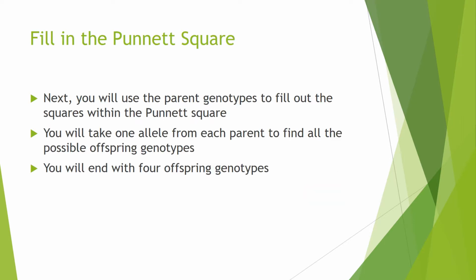Alright, we're getting really close to done here, guys. Our next step is to actually fill out the Punnett square. The way we do this is by taking one allele from each parent and making all the possible combinations of genotypes for our offspring. There will be 4 offspring genotypes written when you are done. Some of those 4 genotypes could be the same, some would be different. It's just going to depend on the problem that you are completing. So let's look at our example 1 on the next slide.